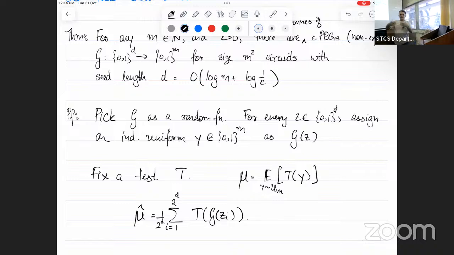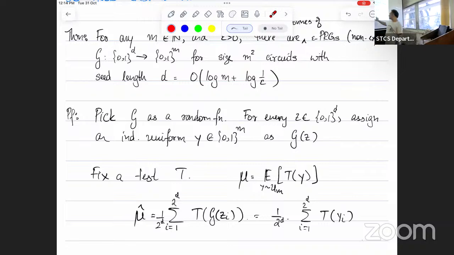That is, you look at the expectation over all the generator inputs, and this is the same thing because we defined this completely at random. This is 2 to the d times the summation of Ty, where i goes from 1 to 2 to the d, and each of these yi's were basically uniformly random choices that we ended up picking.